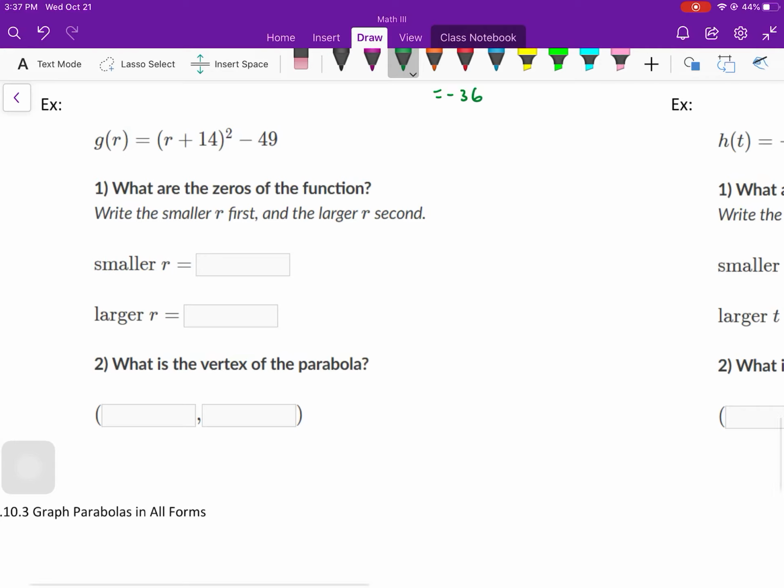So last, we have our vertex form. The vertex will be easy. We can already go over that. It goes left 14 and down 49. Right? Now what about the zeros? So r plus 14 squared minus 49 equals 0. We'll add the 49.